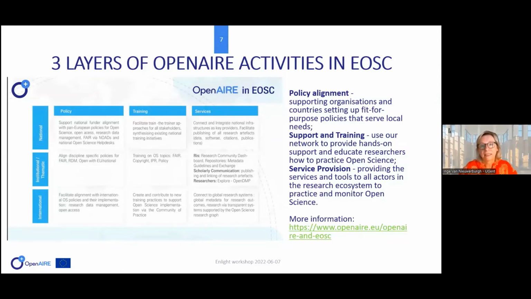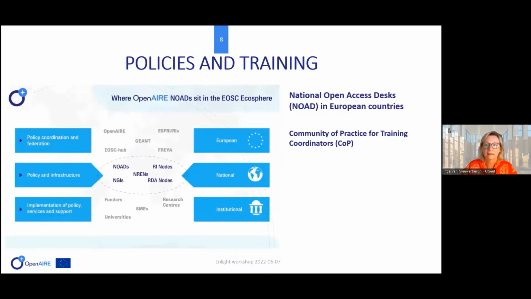There are 3 layers of activities that OpenAIRE is investing in: EOSC, its policy alignment, for example, monitoring and support and training and service provision. And I've added a link of an infographic that we made on that. Now, in policies and training, the National Open Access Desk are really sitting in the center of an EOSC ecosphere, together with NRENs, RI nodes, RDA nodes, NGIs. So the National Open Access Desk in the different European countries help to achieve open science in those countries.